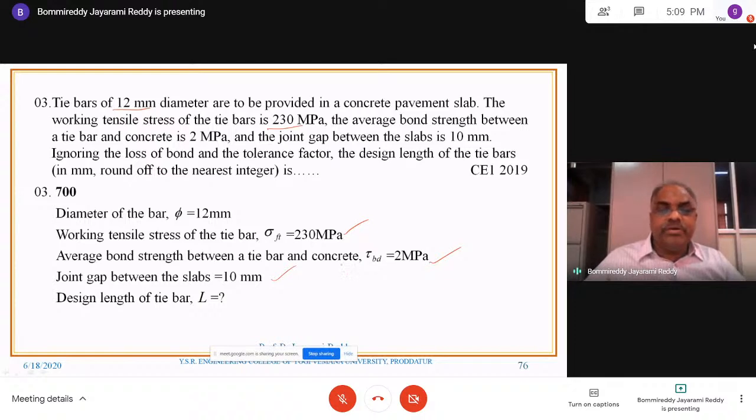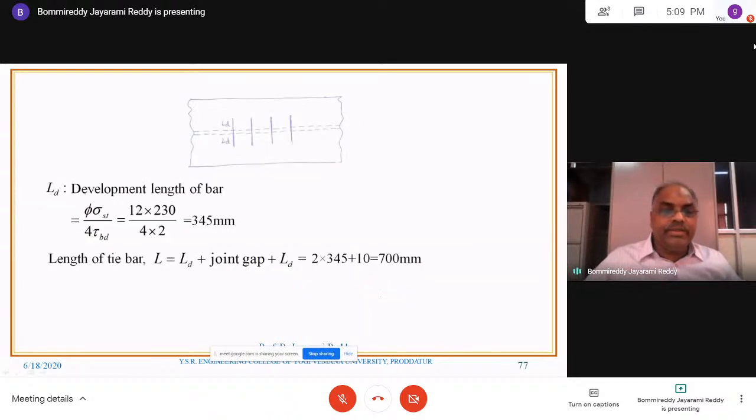The design length of the tie bar is, what is the design length? It is nothing but LD plus delta gap plus LD. This is the minimum length. We can provide a little bit more than this, but not less than this value. So you need to find the L value. Delta is given as 10, and you have to find the LD value. LD, you already know the formula, is 5 sigma S by 4 tau BD. It is 345. So the length of the tie bar is LD plus joint plus LD. It is nothing but 700 millimeters.